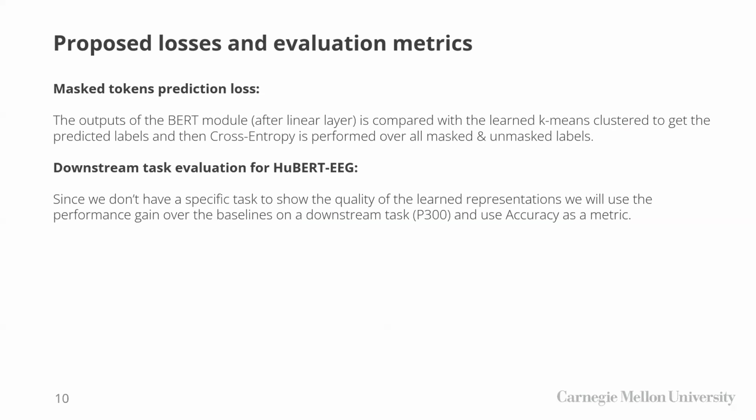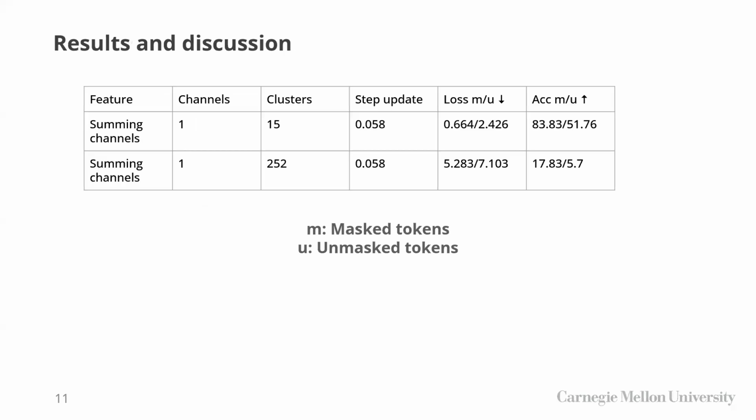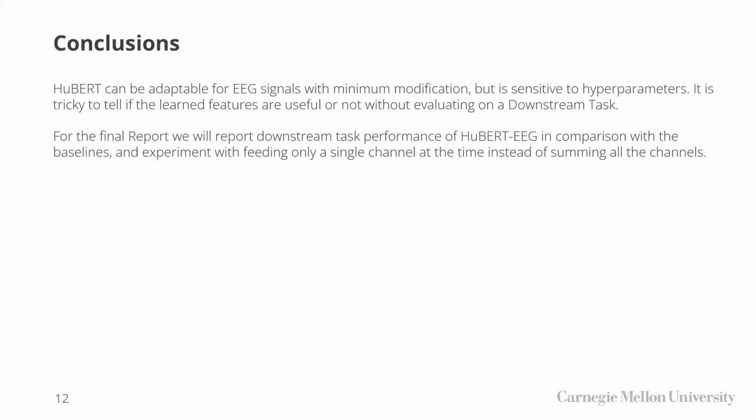For our downstream task, since we don't have a specific one for HuBERT, we used P300 as our downstream task and accuracy as our metric. These are the results from our training. We're collapsing all the channels into one by summing all of them. As we can see, the number of clusters can affect the performance of HuBERT greatly. So in conclusion, HuBERT can be adapted for EEG signals with minimum modification, but it is very sensitive to hyperparameters, and it is tricky to tell if the extracted representations are useful or not without performing a downstream task.